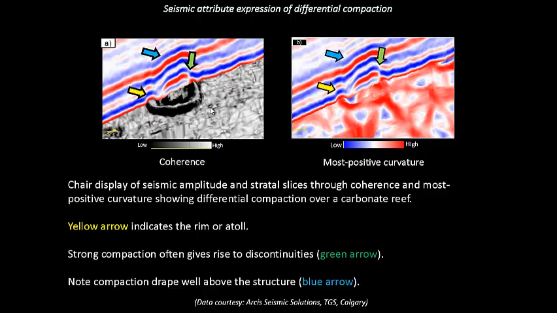Now let's quickly have a look at the reefs, the Winnipegosis reefs that I mentioned earlier on in the presentation. So you're looking at a chair display where we see a reef. The data is of coherence, and the vertical seismic is the seismic. And notice the yellow arrows indicating the edge of the reef here. There's a discontinuity feature also that is seen or indicated with the green arrow, and the differential compaction that you see over the reef is indicated by the blue arrow there.